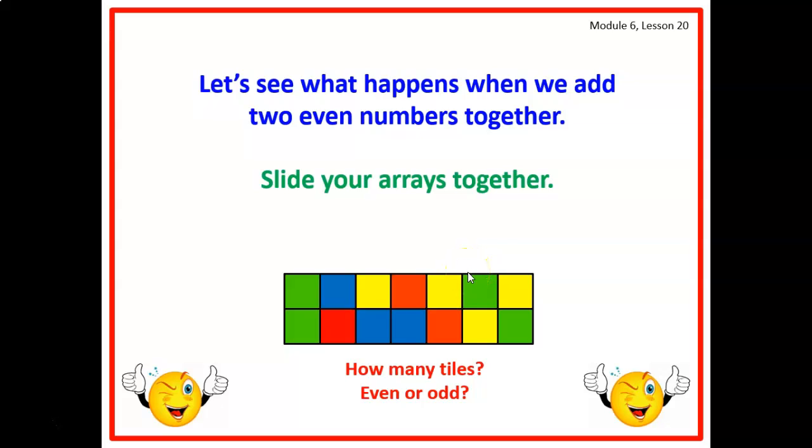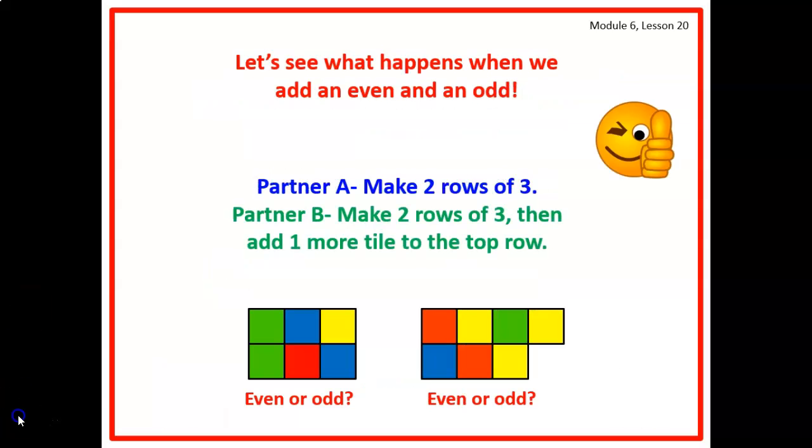So listen, boys and girls, when we add an even number with another even number, we get an even number. So I'm going to ask you, when we add an even number and an even number, do we get an even number or an odd number? Yes, an even number.